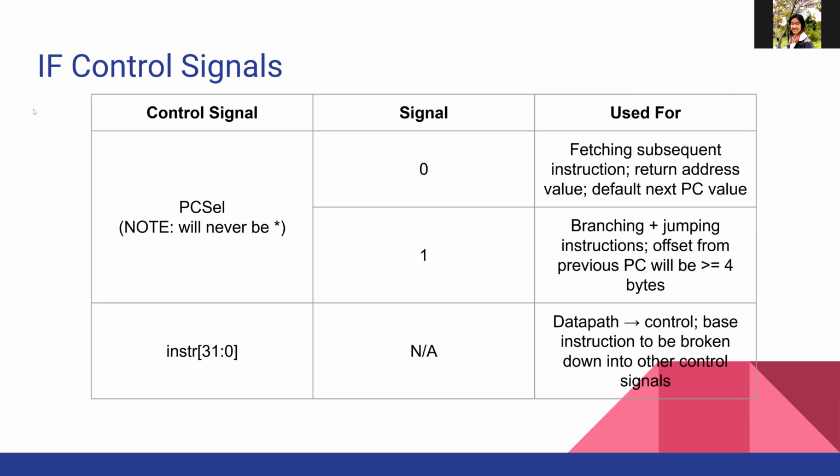But the control signals, so for here, we can see that we have PC select. And the two signals that it could have are either 0 or 1. So for 0, it's going to fetch the subsequent instruction.